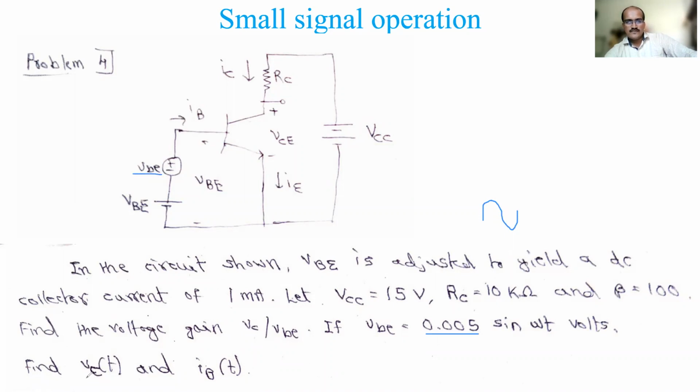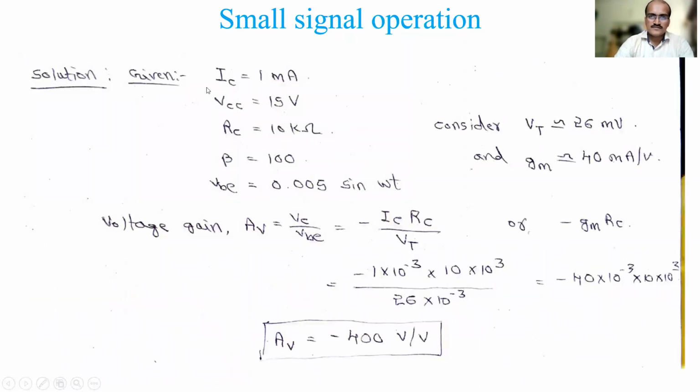Then find vC of t and iB of t. These are instantaneous values, so here the letter is small and the subscript is capital, in both cases. These two you have to find out from the given data. How to proceed? First write down the given things, then quickly glance at the relations and see which equation suits to find your answer. This is the analytical skill. So IC is given 1 milliamp, capital letter, capital subscript. VCC is 15 volt, RC is 10 kilo ohm, all these constant, beta is 100, VB is given 0.005.